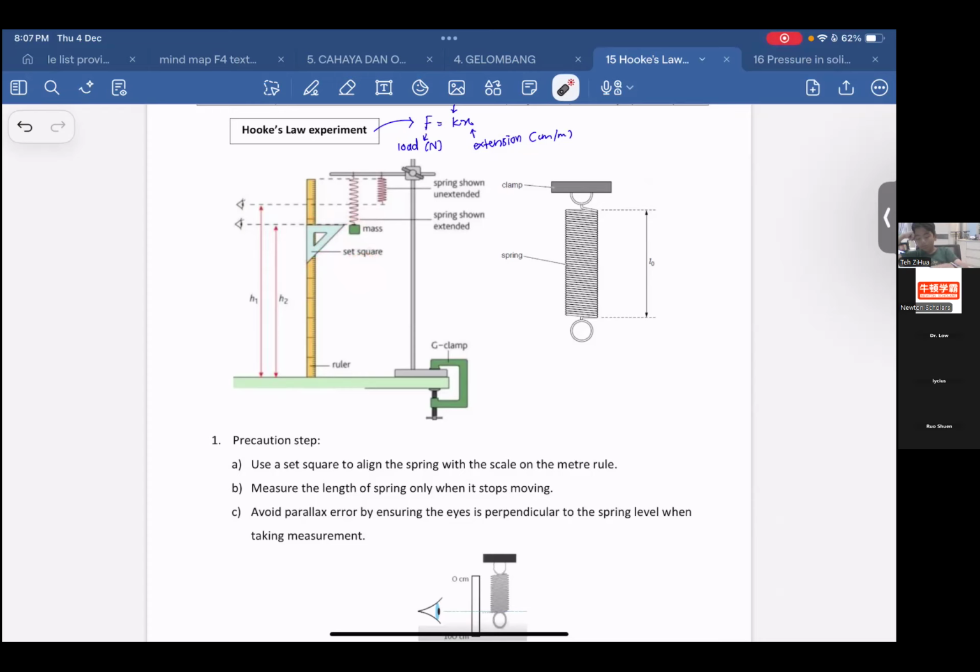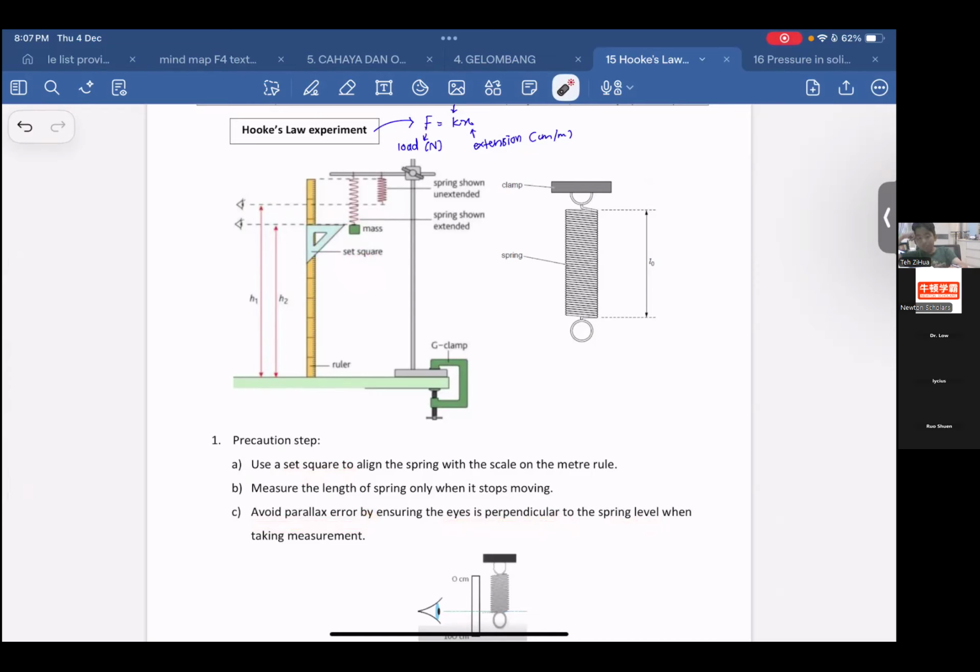What else? You need to make sure your eyes are perpendicular to the spring level, but normally I will say perpendicular to the scale of the ruler. I would like to say eyes perpendicular to the scale of the ruler to avoid parallax error. So use the set square. Then what else? One more common answer you can add as D.